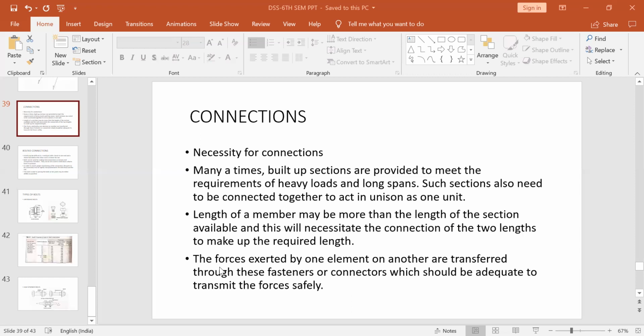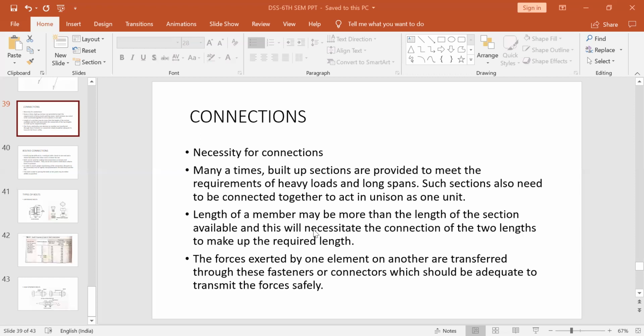Now the third point is that the forces exerted by one element on another are transferred through these fasteners or connectors, which should be adequate to transmit the forces safely. When the member is acting, whether it is carrying tensile load, compressive load, shear, bending, whatever may be the forces, these forces need to be safely carried from one member to another member through these fasteners.